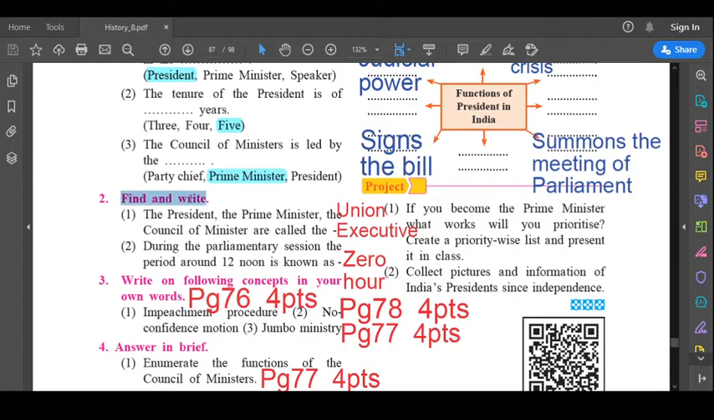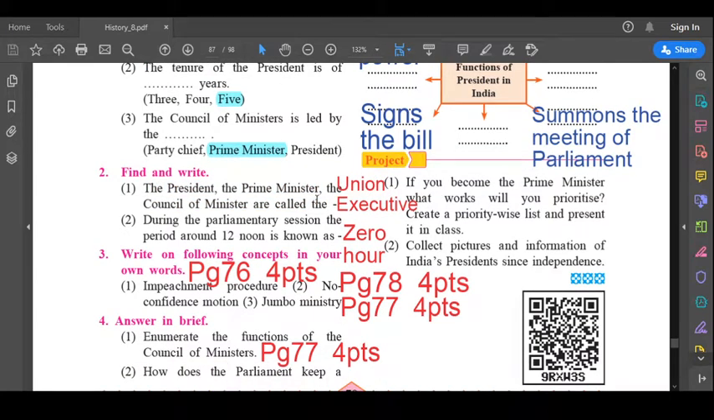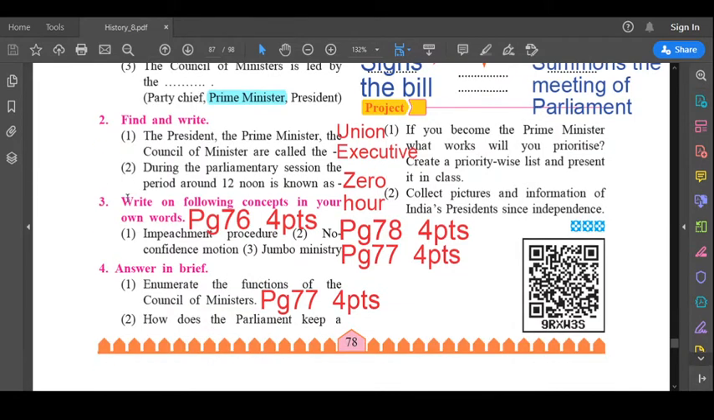Question number 2, find and write. The first one, the President, the Prime Minister, the Council of Ministers are called the Union Executive. I've written it over here with red ink. Okay, the answer is Union Executive. Second one, during the parliamentary session, the period around 12 noon is known as the 0 hour. This is the answer, 0 hour. We'll go to the next question.